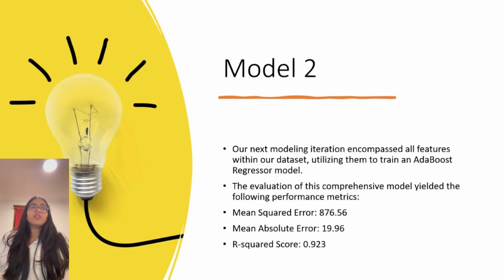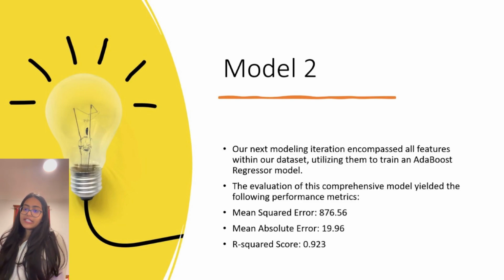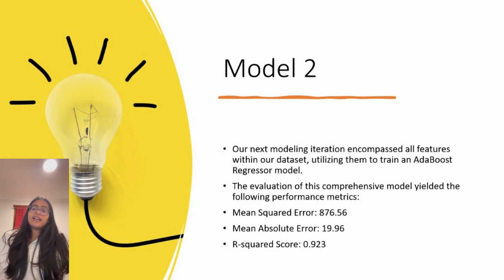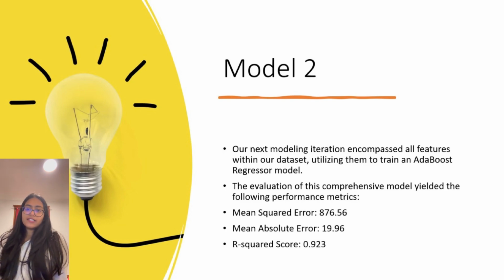So, for the second model that we built, we decided to take in all the features of our data set and not just a few features. And once we did that, we got the mean squared error as 876, the mean absolute error as 19, and the R square as 92%.